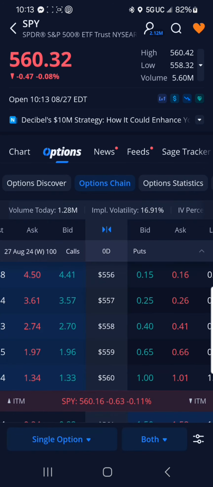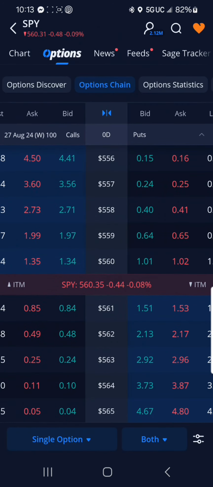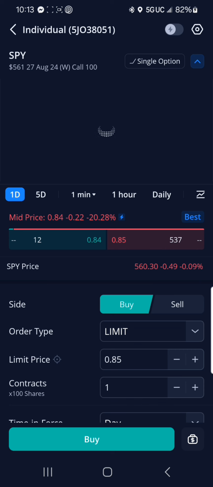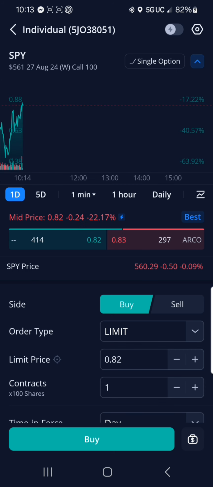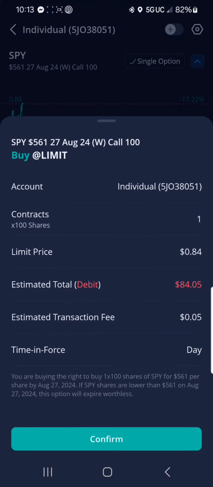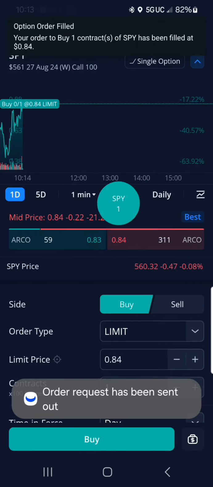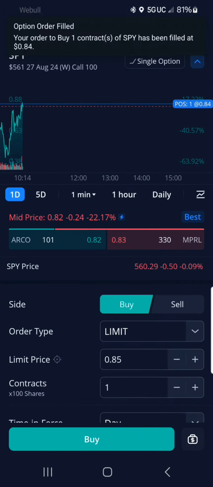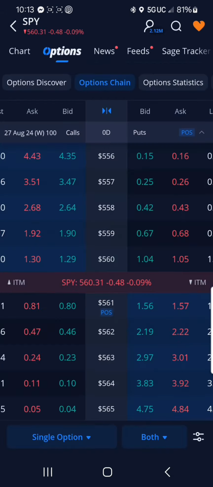So I'm looking to get into a call. Let's see, I need to get into this 561 call. That's 84, 82. Let me see. I'm trying to get in at the mid. I want to chase the mid price. I'm watching the stock price right here in the middle of the screen to see if it's holding 560.30. It is. So I'm going to go ahead and get into this call. I have a good feeling about this call. So let me get in and see if I can get filled. All right, there we go. I'm filled on that order.